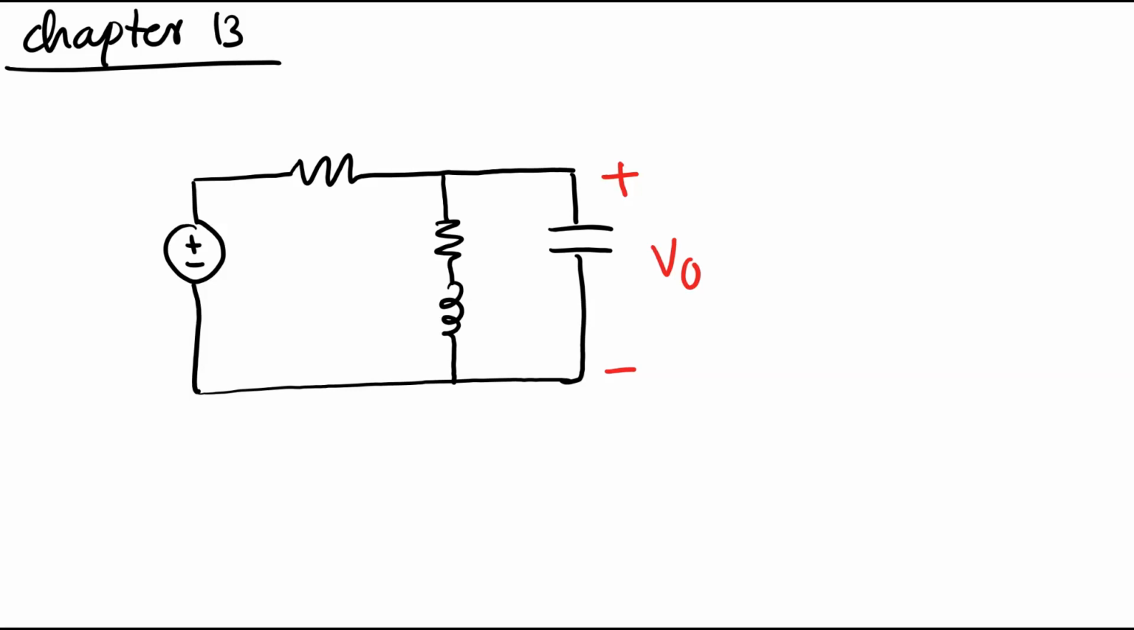The first one is how your circuit is connected. So how your inductors and capacitors are connected. So the first parameter is circuit configuration.